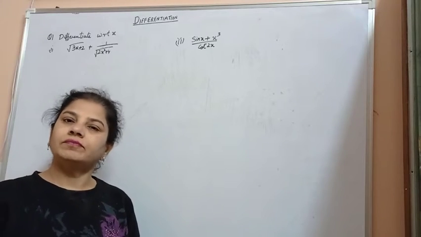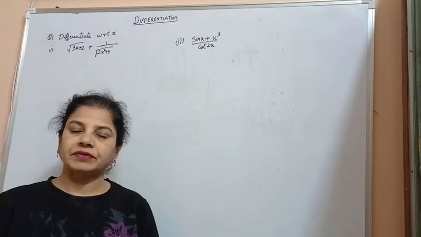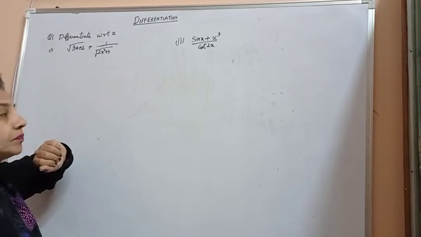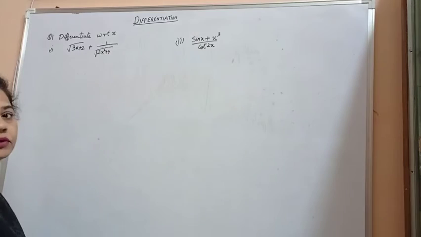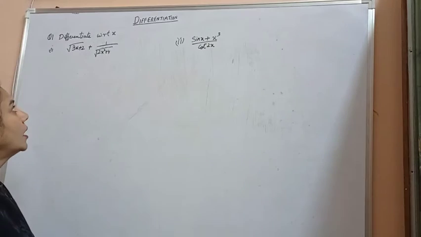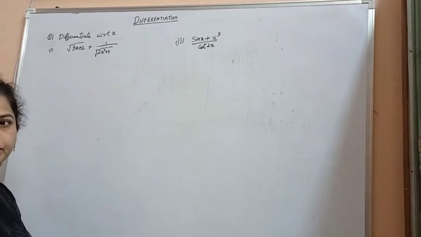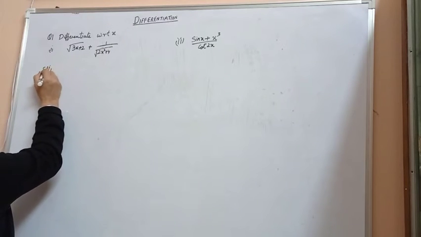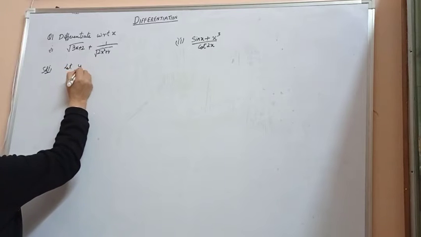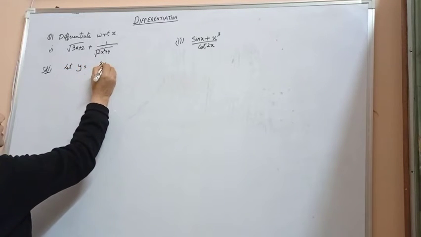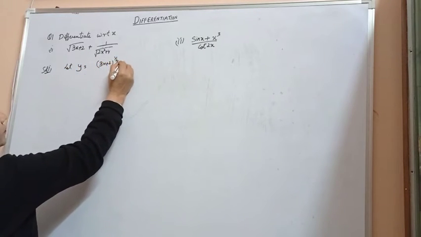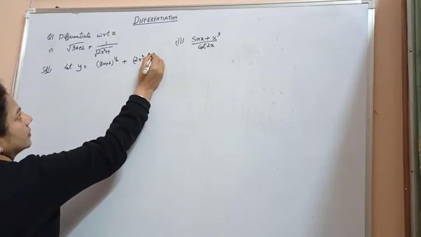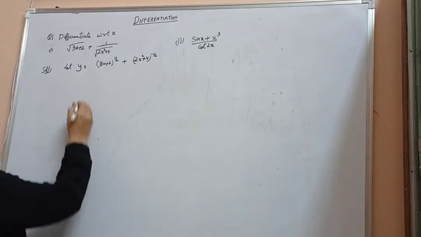We are going to solve many questions on differentiation. Let us proceed with the first one. It says differentiate with respect to x. The function is given to us as under root 3x plus 2 plus 1 upon under root 2x square plus 4. So first of all, I will write this as let y is equal to 3x plus 2 whole to the power half plus 2x square plus 4 whole to the power minus half. Differentiate with respect to x.